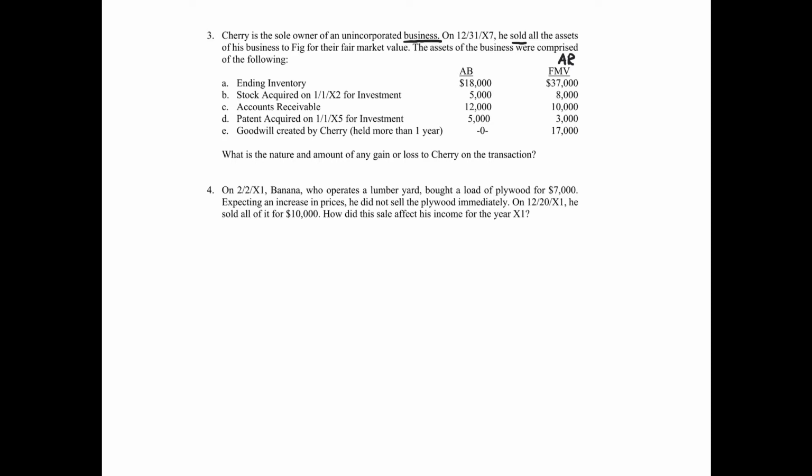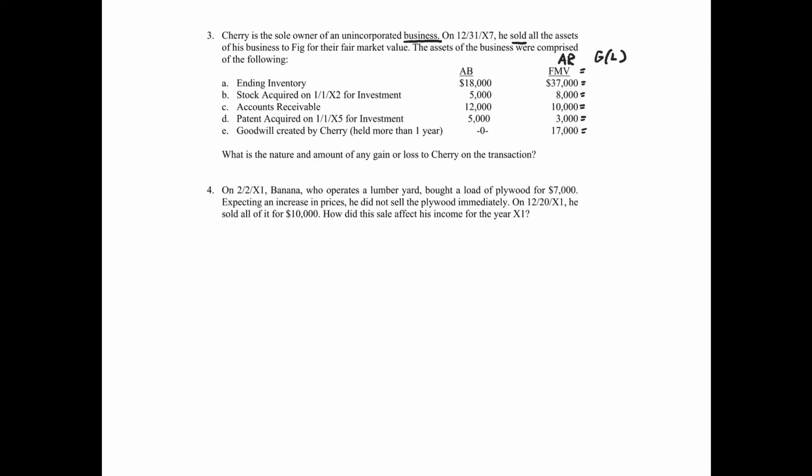So you're just going to take the amount realized minus the adjusted basis to calculate the gain or loss. So we can go ahead and do that. Fair market value, amount realized, minus adjusted basis. We can calculate for each of these items. So let's go ahead and do that first before we talk any further. Okay? So in A, the inventory, 37,000 minus 18,000. We're doing the amount realized minus adjusted basis.